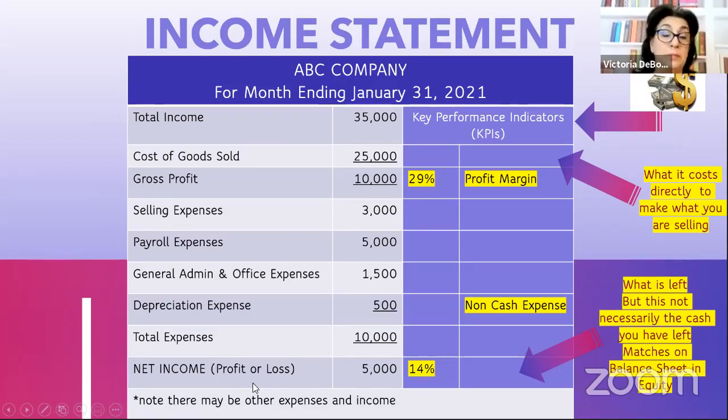Now, note there of course can be many other expenses and income items here, but I do want to stress that this is not necessarily the cash that's left. And when we get to cash flow, we'll show you how that gets plugged into cash flow, but it should match what you have in the equity section, as I was explaining a little bit in the last training that we did on your balance sheet. So if this net income is not the same as what's below retained earnings on your balance sheet, then you've got an accounting error somewhere in your system.